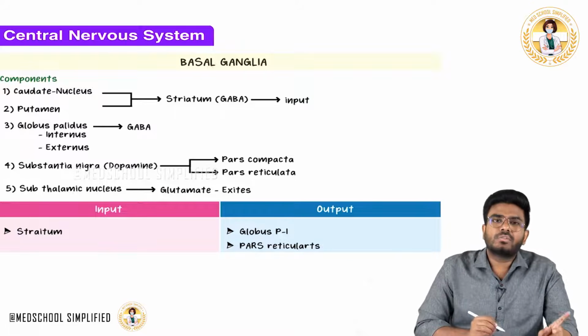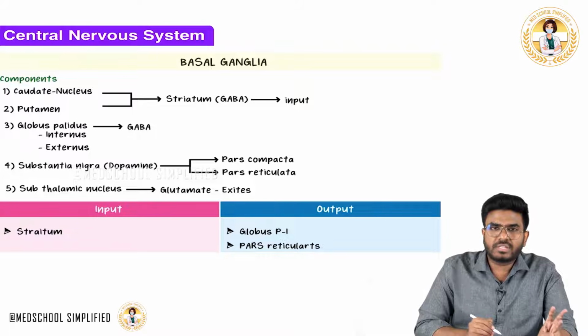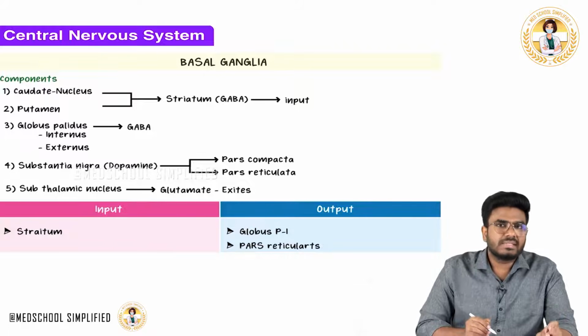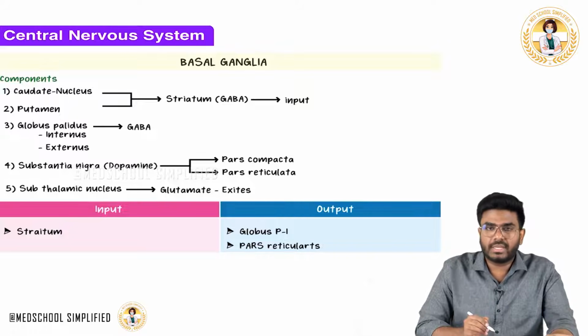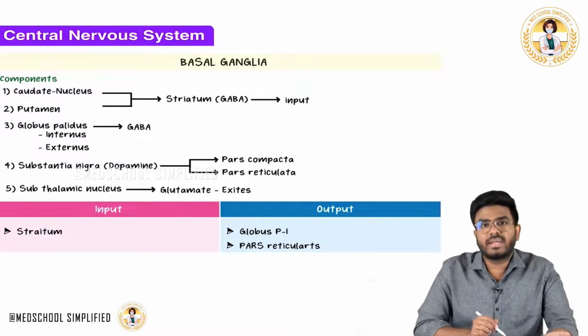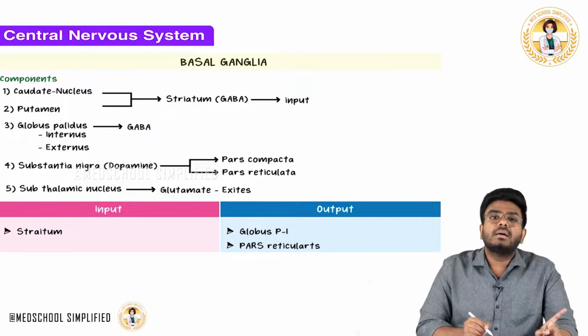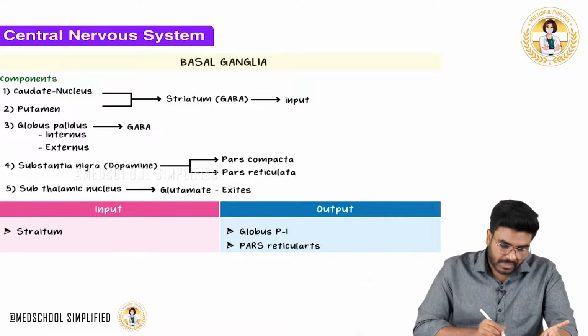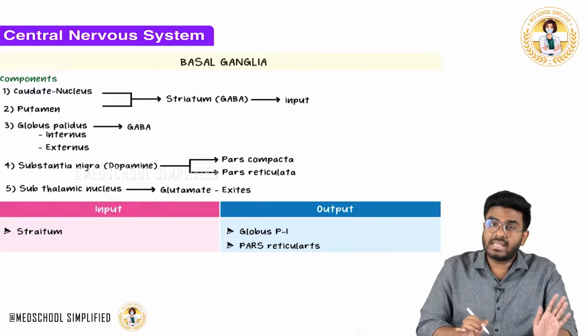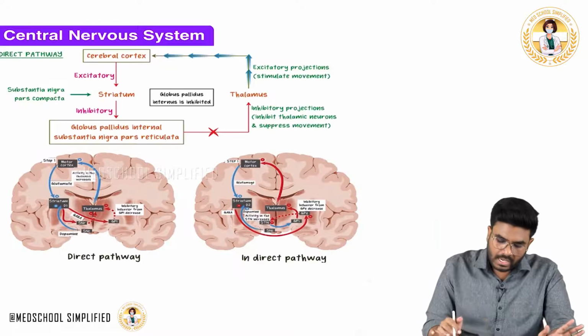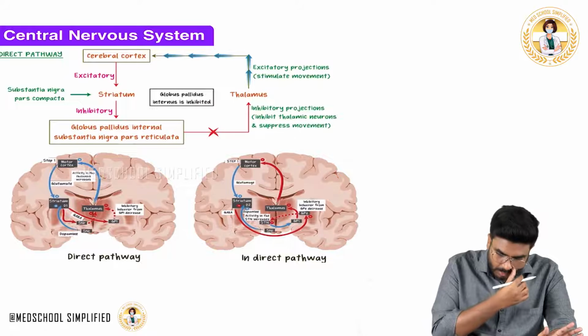glutamate. Okay, so now, what are the three important neurotransmitters produced in the basal ganglia? One is GABA, the second is dopamine, and the third is glutamate. GABA comes from the striatum, and GABA also comes from the globus pallidus internus and externus. Dopamine comes from the substantia nigra, and glutamate is produced by the subthalamic nucleus, and it is the excitatory neurotransmitter. Okay, now after this, let's discuss the pathways.